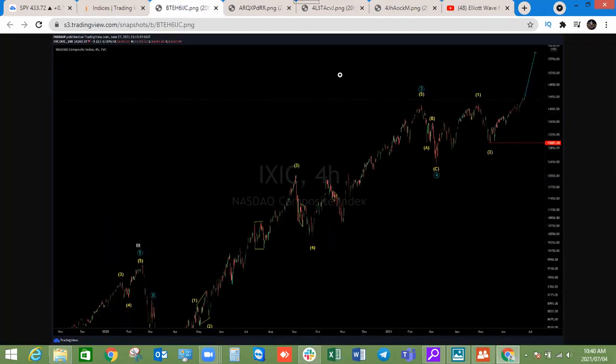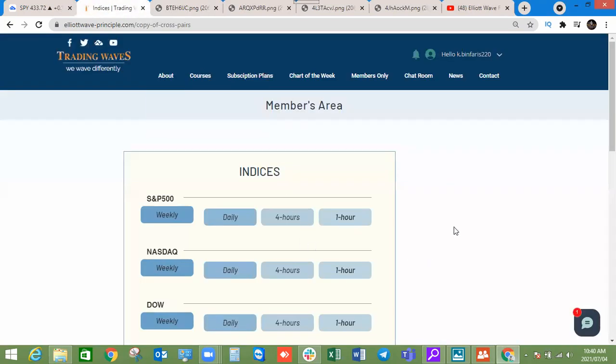On the NASDAQ, we're expecting more upside. This is a 3-wave structure, and this has made a wave 1 with a leading diagonal here, a pullback. We're still expecting the NASDAQ to play out 5 waves for that blue wave 5. Right? That is the NASDAQ and the Dow.